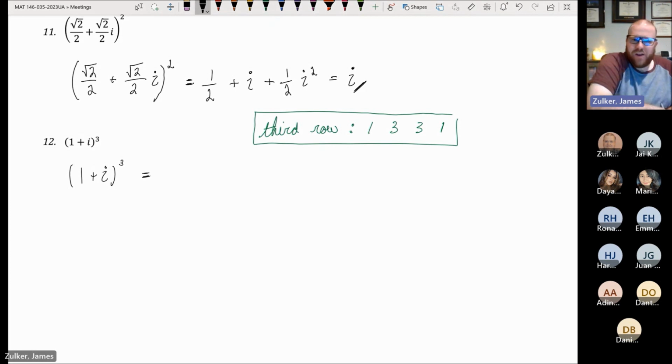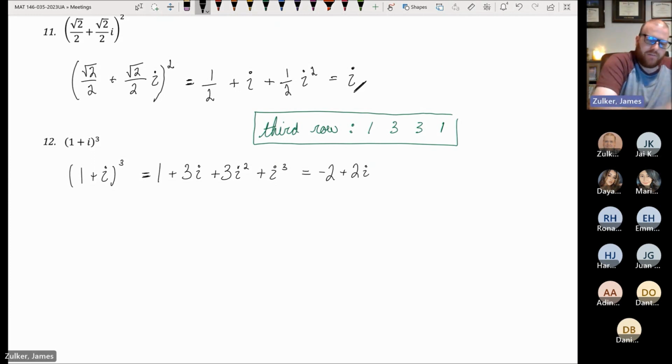By the binomial theorem, 1 plus i quantity cubed is 1 plus 3i plus 3i squared plus i cubed. How is that going to simplify? Exactly. -2 plus 2i.